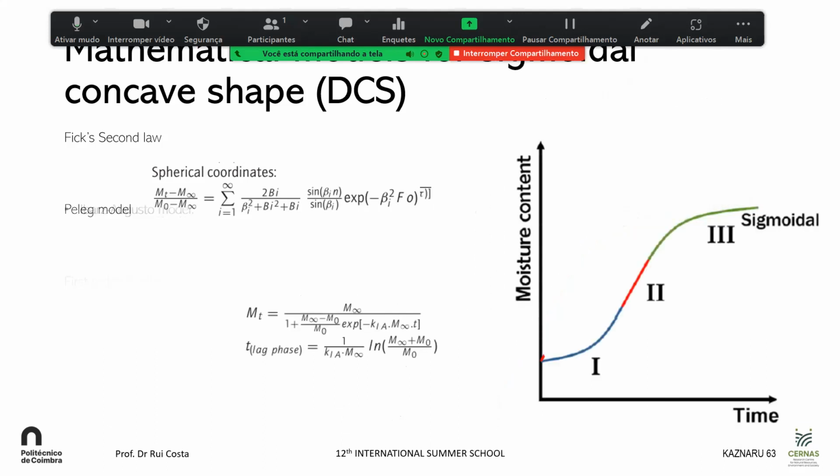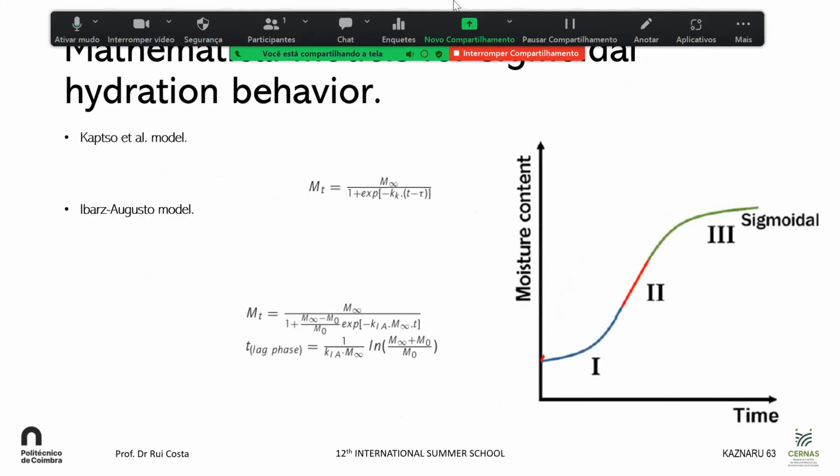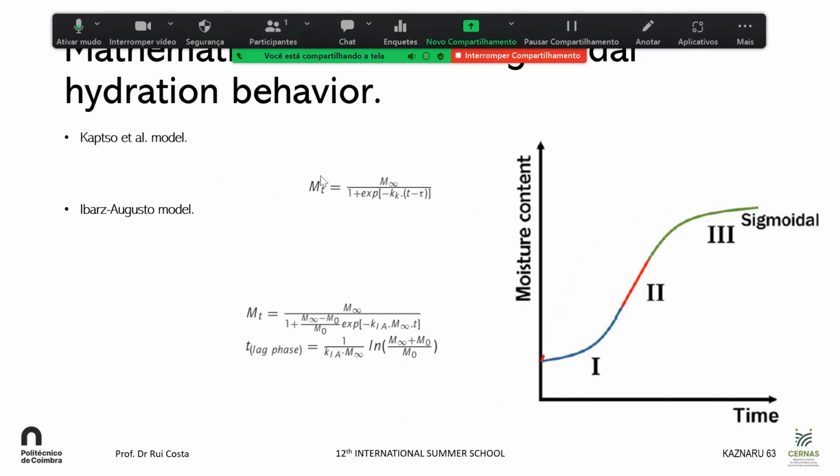So these are the models used for this downward concave hydration, and for the sigmoidal hydration, we usually have the capsule model. It has this look, and the Ebers-August model. There are other models, but these are the most used ones.